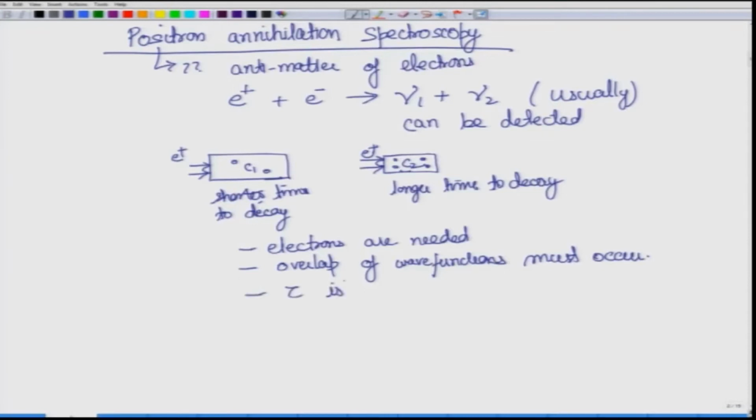Tau is the time for decay. Here we have talked about the total time that it takes for a positron when you inject it over here, until the time that it gets annihilated. With a lower number of defects, it will quickly pass on, it will keep on moving and it will not decay easily. Over here it will get trapped in defects, and therefore, it will have a longer time to decay. So, tau is the total time for decay, and it is related to electron concentration.